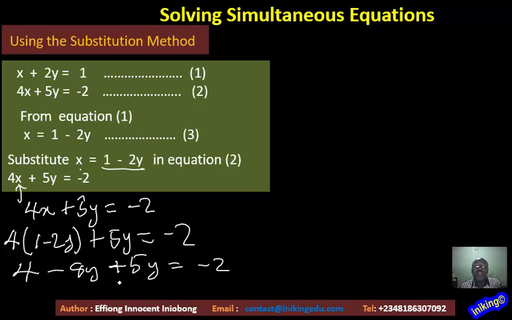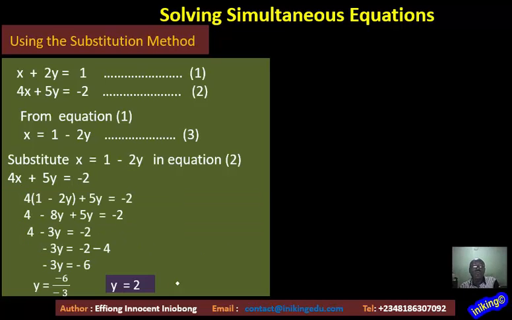Minus 8y plus 5y will give me minus 3y. I have my 4 here. So this is 4 minus 3y equals minus 2. Now we are looking for y, so we transfer our 4 to the right hand side, and we have minus 3y equals minus 2 minus 4, which gives us minus 6. Now dividing both sides by minus 3, we obtain that our y is equal to 2.